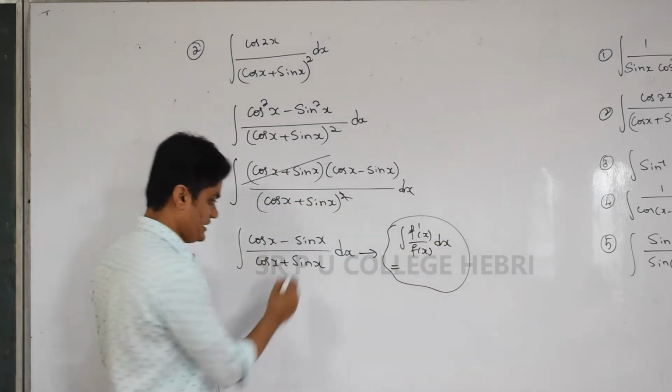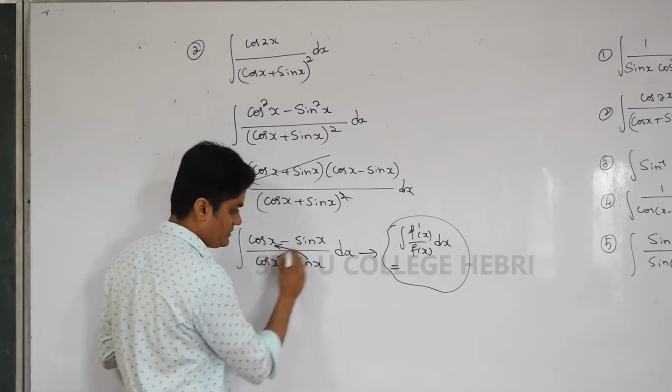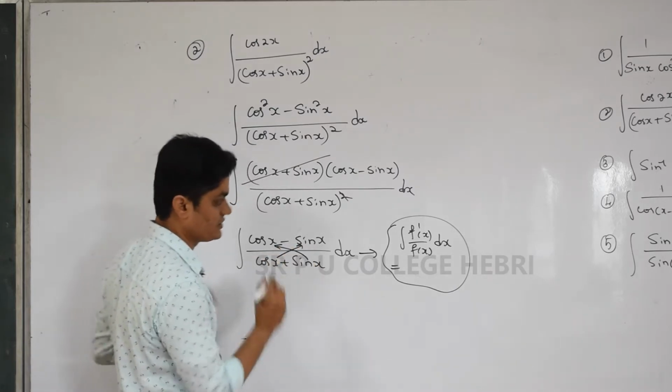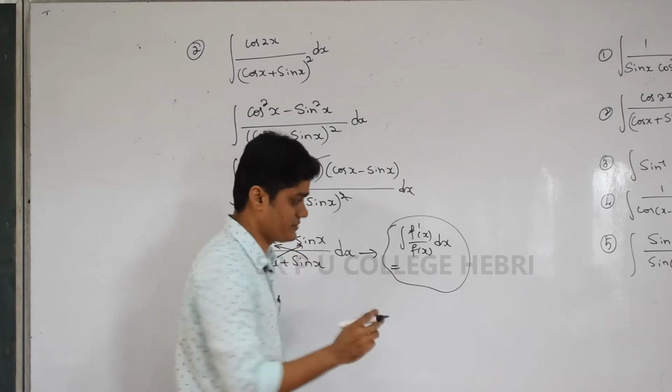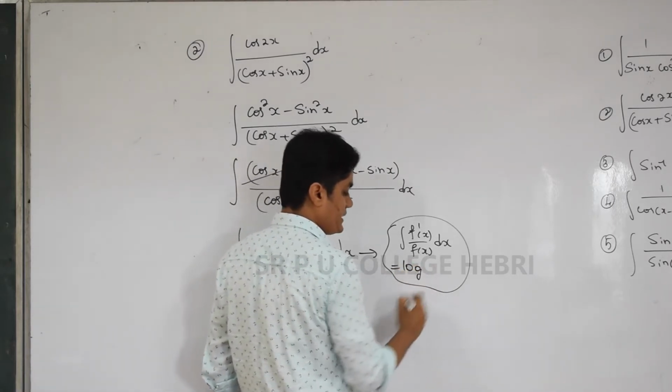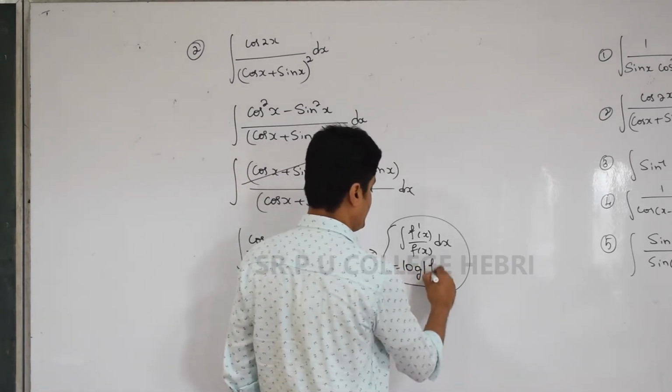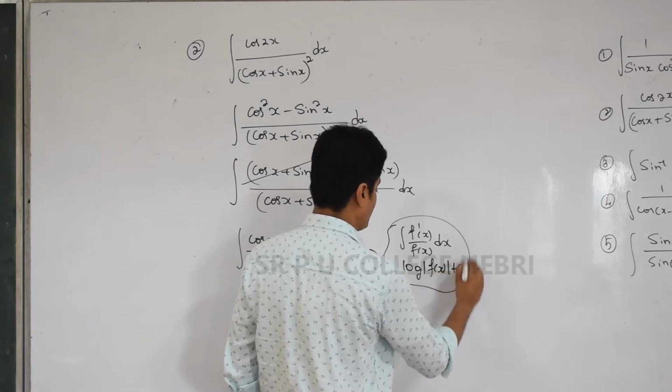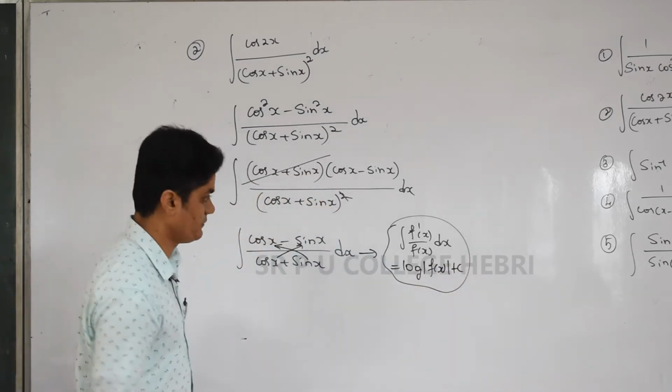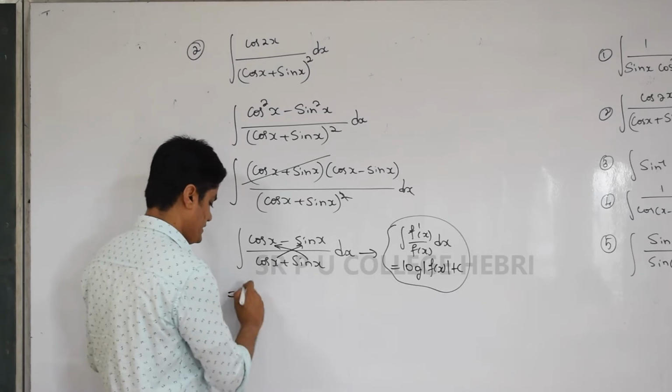The numerator: differentiation of sin x is cos x, differentiation of cos x is minus sin x. So the numerator is the exact differentiation of the denominator. If the numerator is the exact differentiation of the denominator, the integration is log of the denominator. This we discussed in the first classes, so you can write the final answer directly.